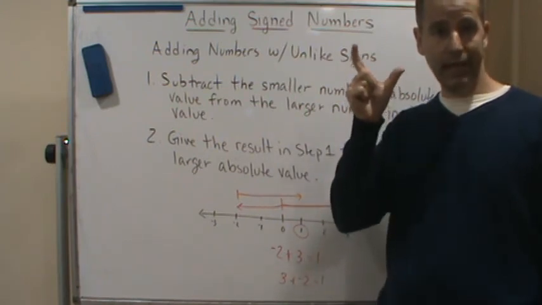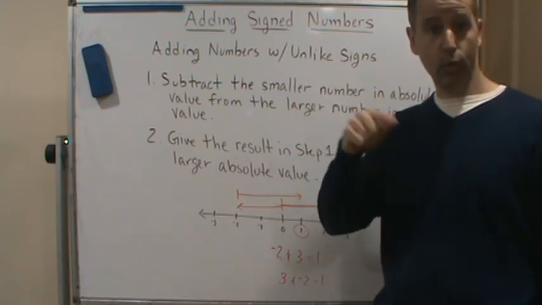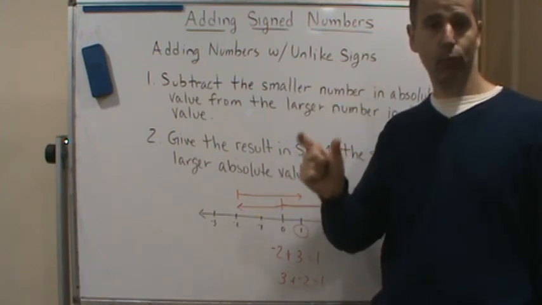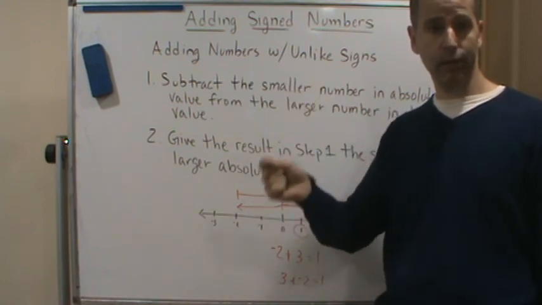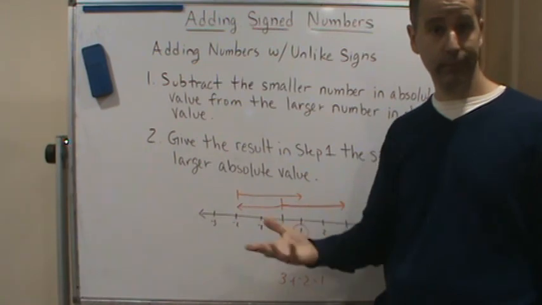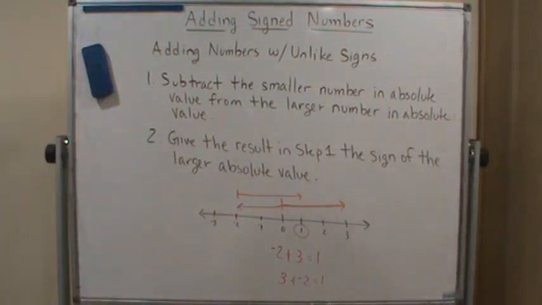So we take the absolute value of both numbers, subtract the smaller one from the larger one. Then we take that result, and whichever number is bigger in absolute value, we give it that sign, and we're done. That's it. So let's do some examples.